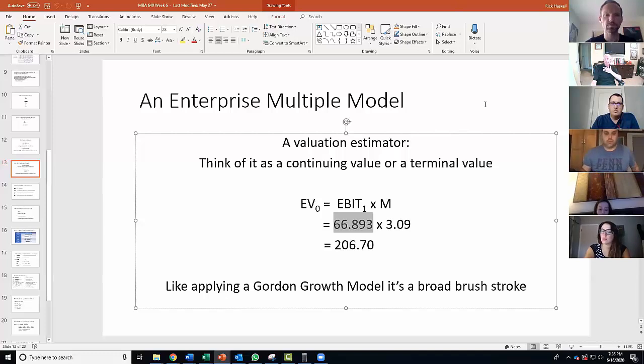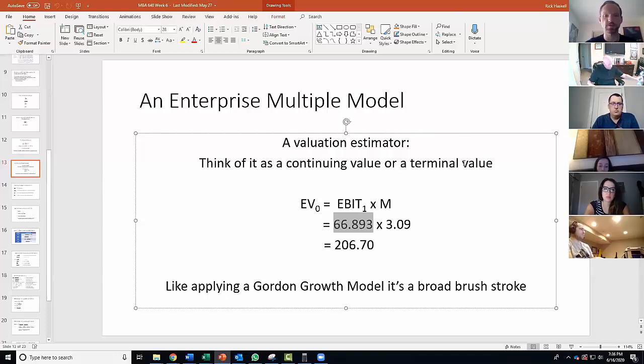Hey, Rick. I just have a quick question about this, just to make sure I follow. So you're getting your multiple with your enterprise value and your EBIT. What you're doing in this slide is then applying that multiple to the next year's EBIT. When I say next year, I mean year one, the prior year being the base year. And that 206.70 is your enterprise value for what? Year one? For year zero.